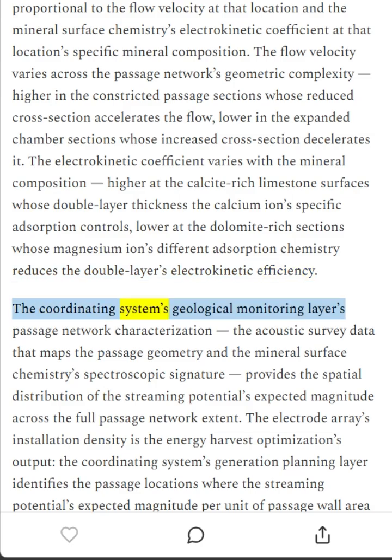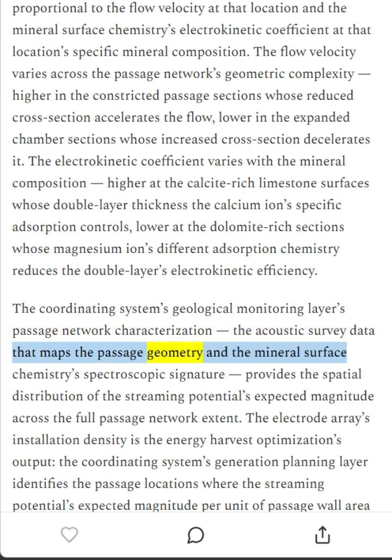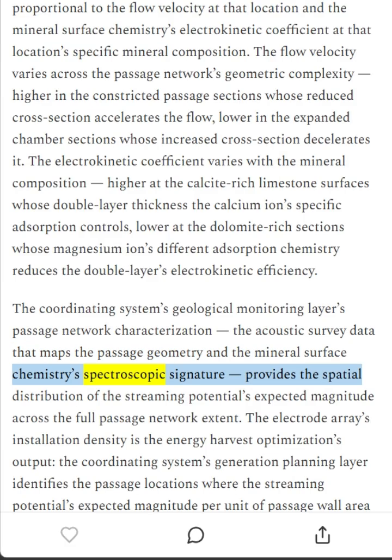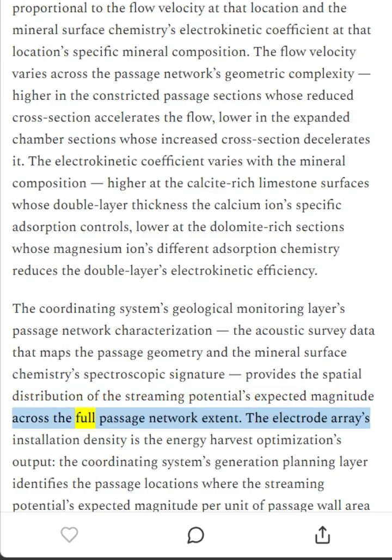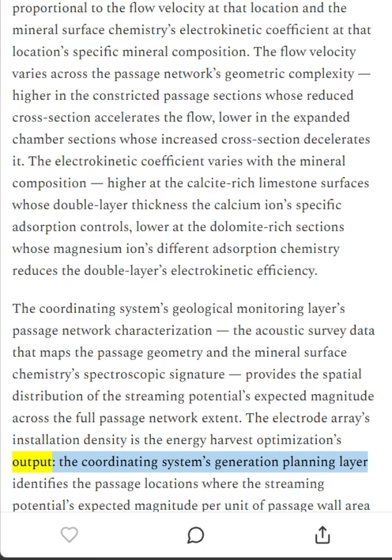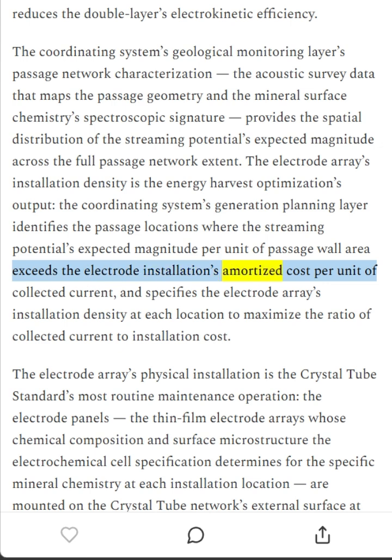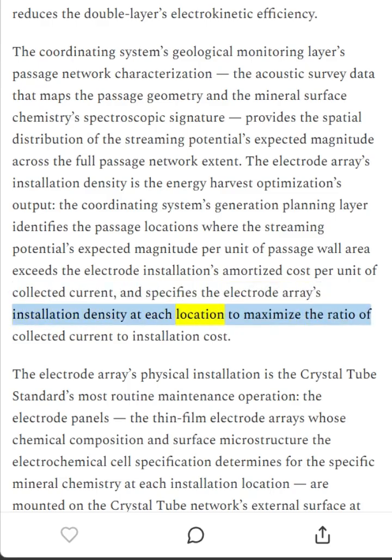The coordinating system's geological monitoring layer's passage network characterization, the acoustic survey data that maps the passage geometry and the mineral surface chemistry's spectroscopic signature, provides the spatial distribution of the streaming potential's expected magnitude across the full passage network extent. The electrode array's installation density is the energy harvest optimization's output. The coordinating system's generation planning layer identifies the passage locations where the streaming potential's expected magnitude per unit of passage wall area exceeds the electrode installation's amortized cost per unit of collected current, and specifies the electrode array's installation density at each location to maximize the ratio of collected current to installation cost.